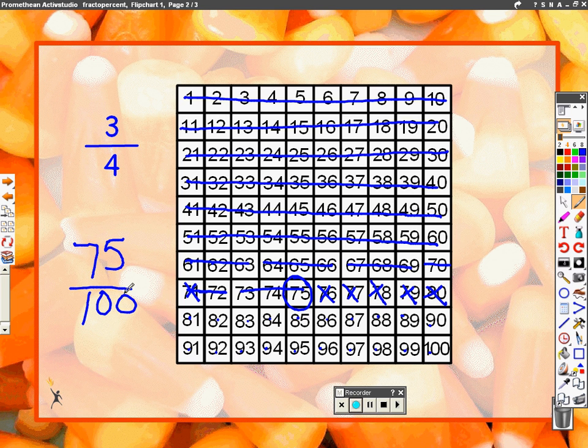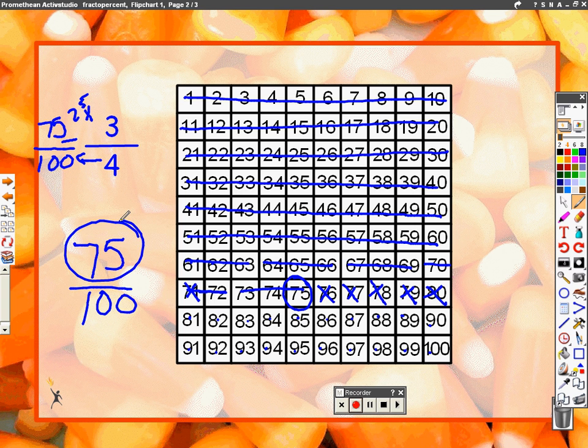I think our proportion is much easier. So we're going to do 3 over 4. I want 100 because that's what a percent is. And so how do I go from 4 to 100? 4 times what gives me 100? 25. 3 times 25 is 75. Okay, so 75%. I got the same answer.